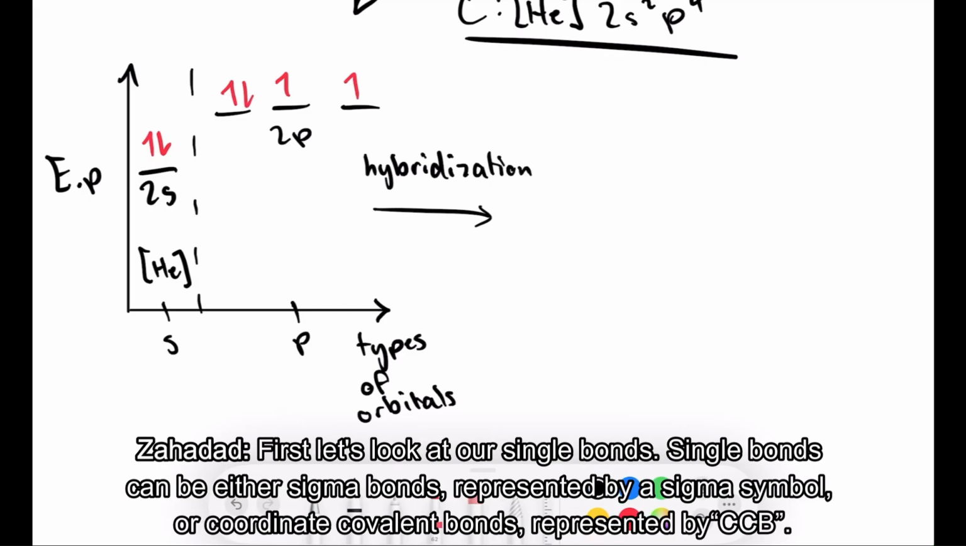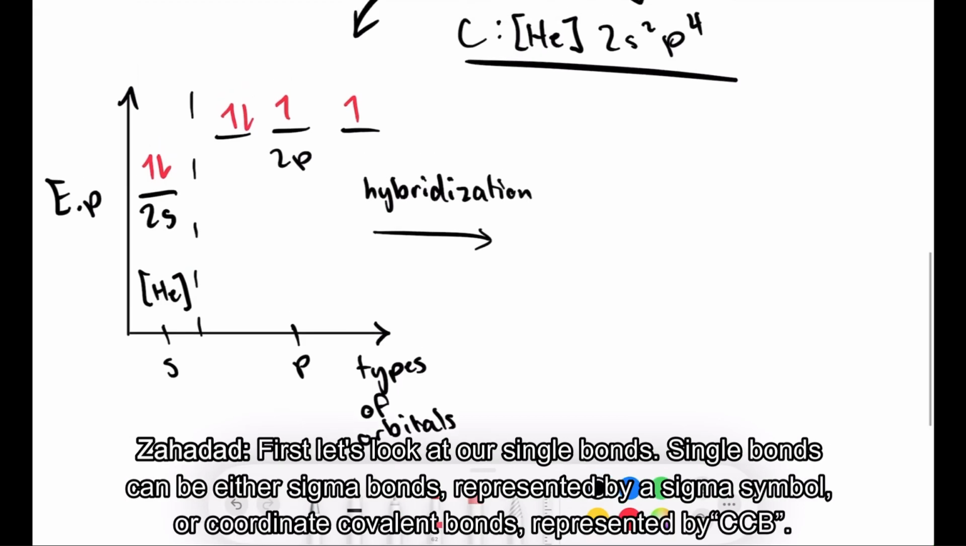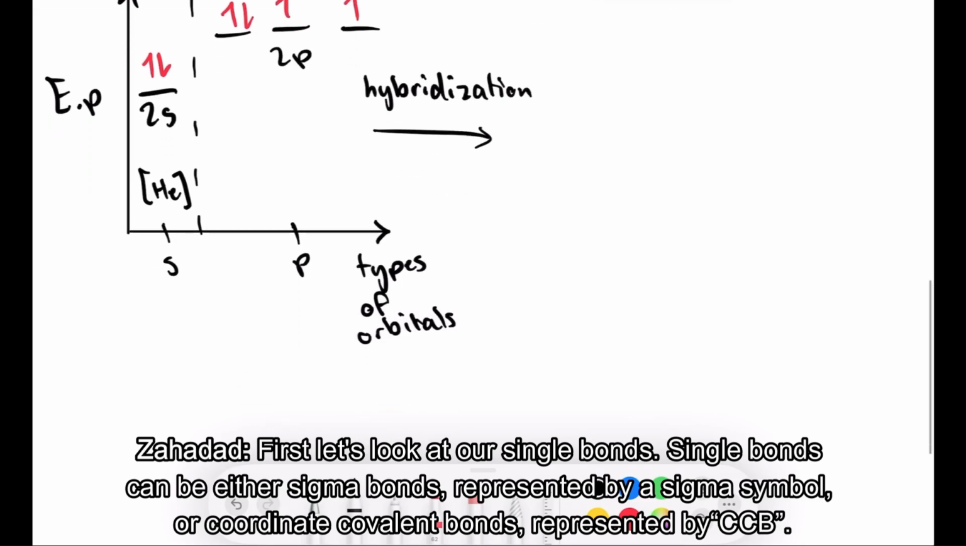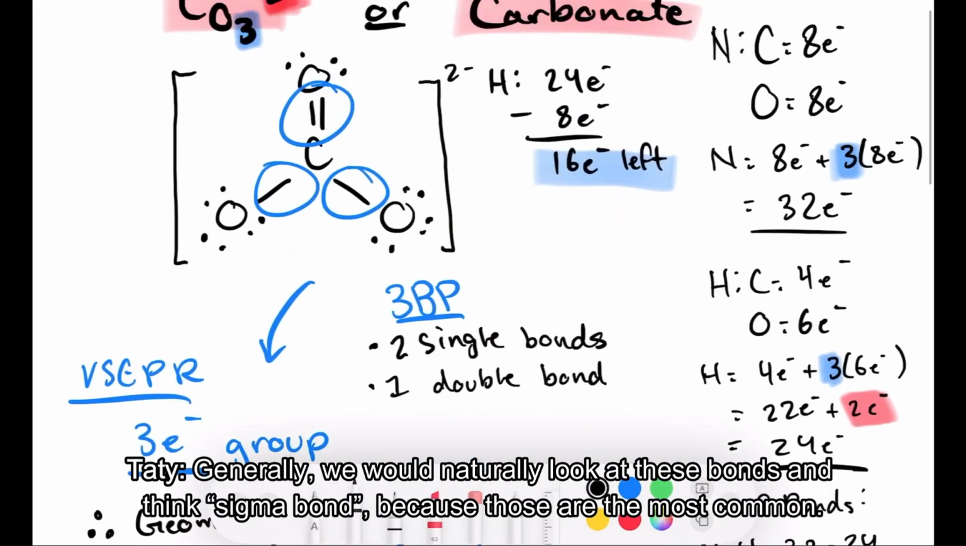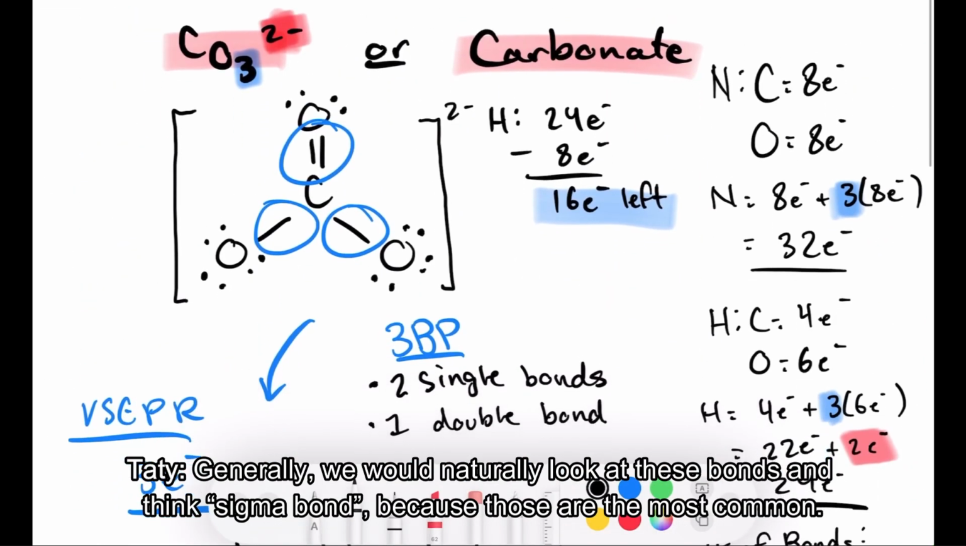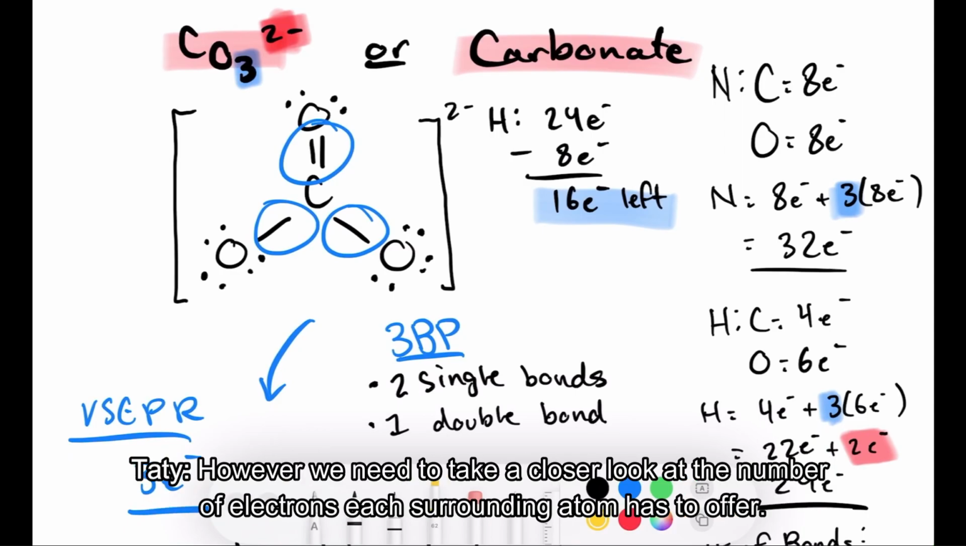First, let's have a look at our single bonds. Single bonds can either be sigma bonds, represented by a sigma symbol, or coordinate covalent bonds, represented by CCB. Generally, we would naturally look at these bonds and think sigma bond because those are the most common. However, we need to take a closer look at the number of electrons each surrounding atom has to offer.